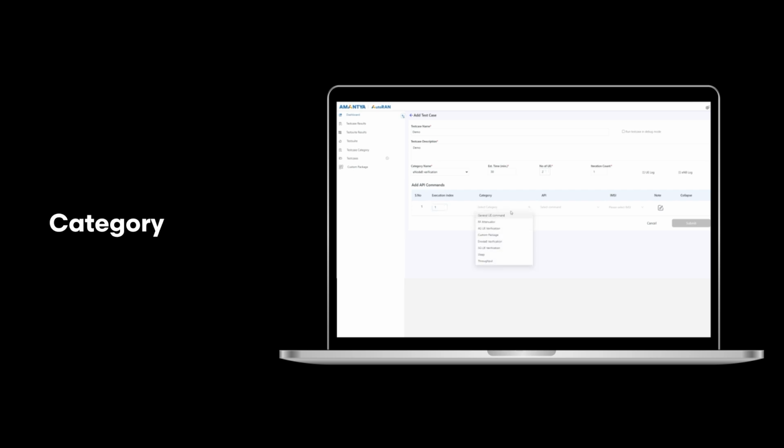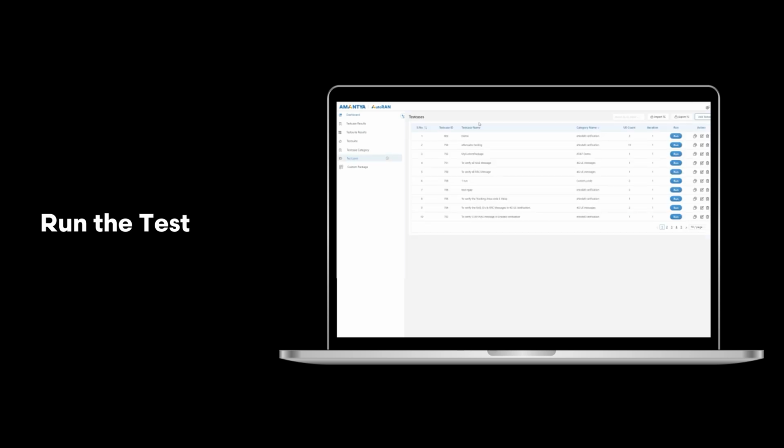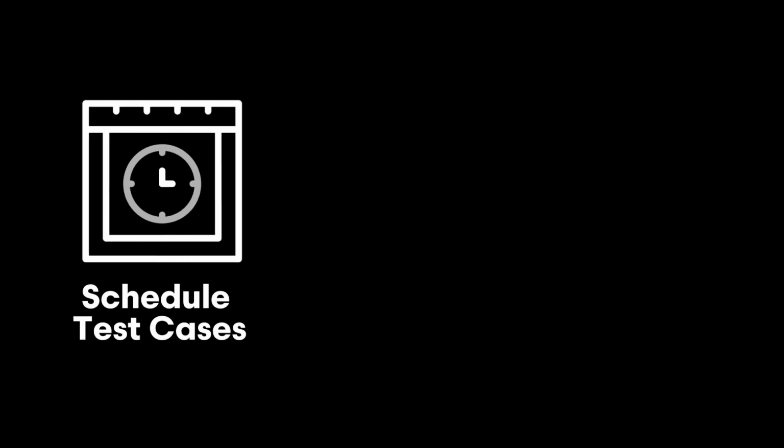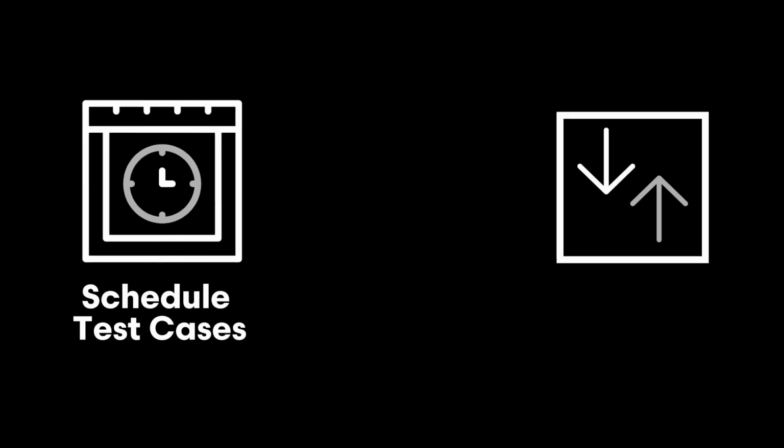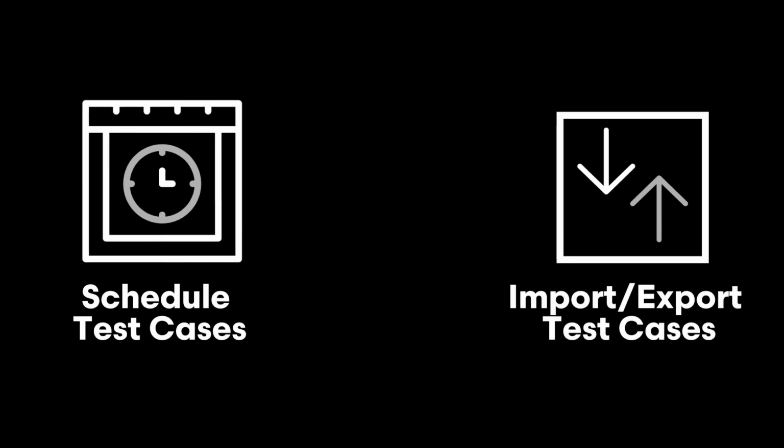Select the relevant category from the dropdown. And select the relevant API command and MC and submit. You can now run the test from the list of test cases. For further flexibility, AutoRAN also provides the users an option to schedule test cases. The automation framework also provides an option to import and export test cases.